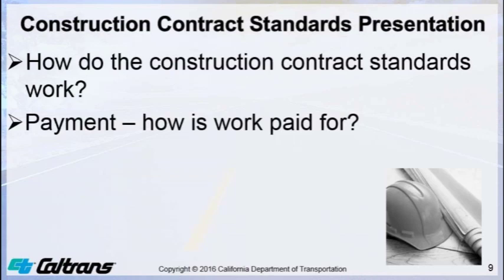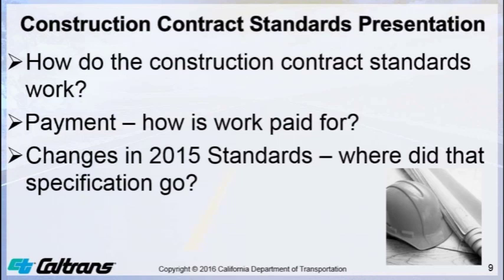Second, payment. How is work paid for? To answer this question, we will cover how payment is made, starting with the bid item number and navigating through the applicable specifications. Lastly, changes in 2015 standards. Where did that specification go? In this part of the presentation, we will cover how the divisions and sections are organized and where specifications have been moved compared to the 2010 standard specifications.